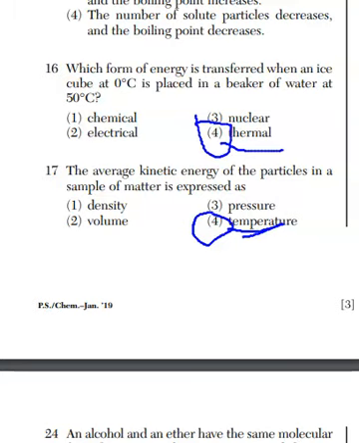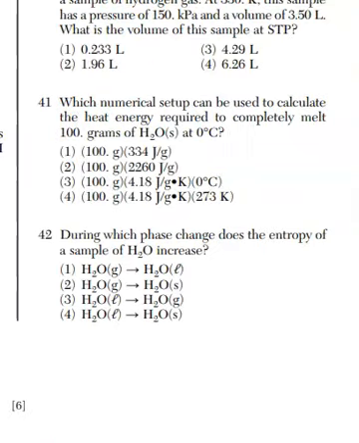Moving on to one more question from the January 2019 Chemistry Regents exam. We are looking at question 41, and it's asking which numerical setup can be used to calculate the heat energy required to completely melt 100 grams of water at 0 degrees Celsius. If I'm going to melt, I need the equation on the reference table. Let me show you where they are on reference table T. We're also going to need the constant for melting. We're going to check that out also, and then we'll get back and answer the question.